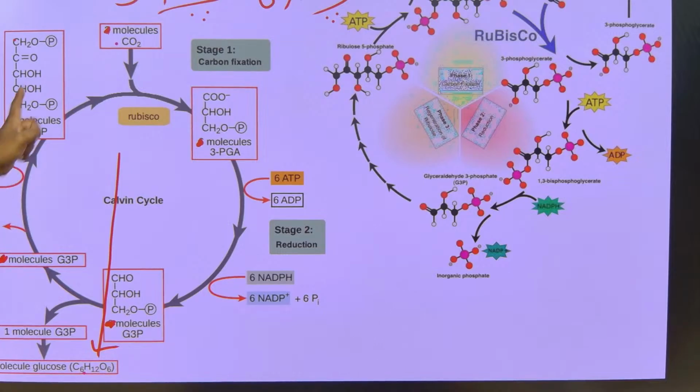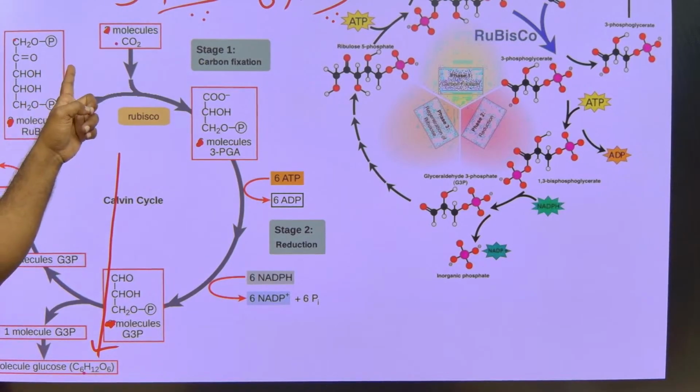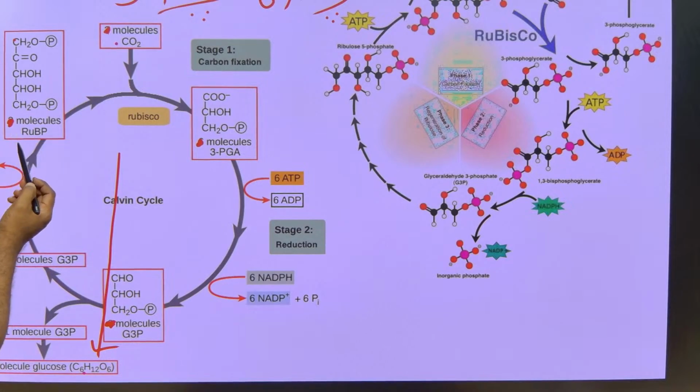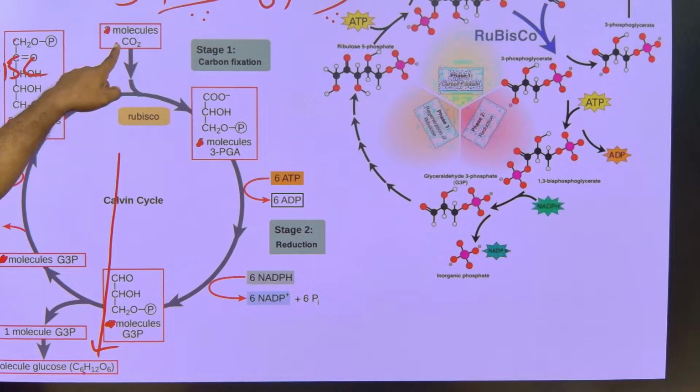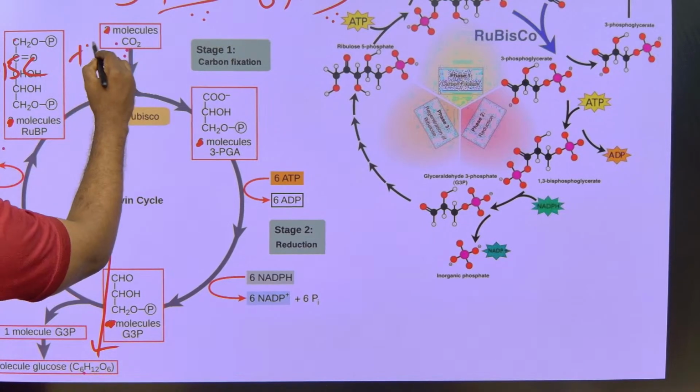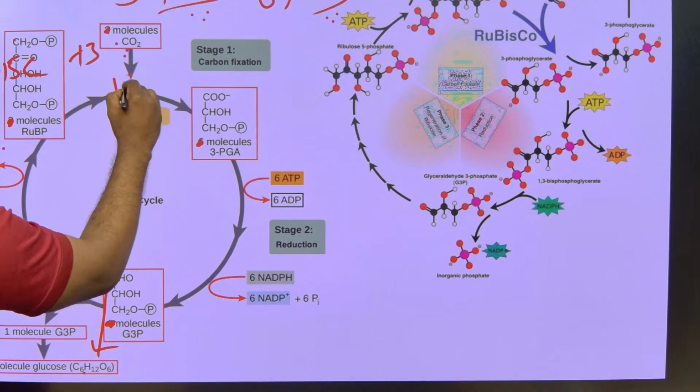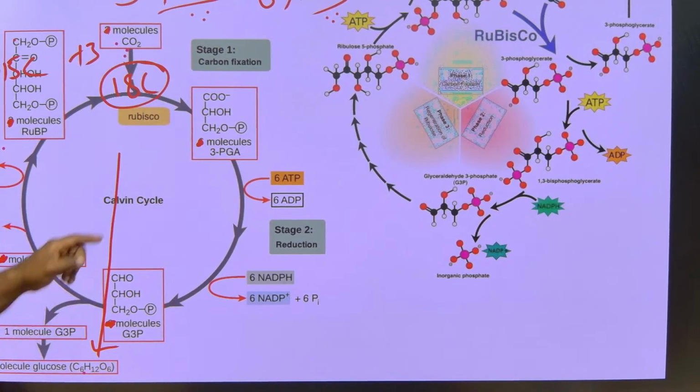Now look into the point. For 1 round, 1 RuBP is required. For 3 rounds, 3 RuBP. I am talking about half glucose first. So for half glucose, the cycle has to turn 3 rounds. Every round 1 RuBP, so 3 rounds, 3 RuBP. 1 RuBP is 5 carbon. So 3 RuBP are 15 carbons. 1 RuBP accepts 1 carbon, 3 RuBP accept 3 carbon. 15 plus 3 is 18 carbon. So I got 18 carbon.